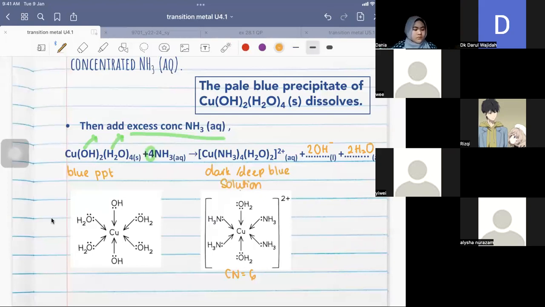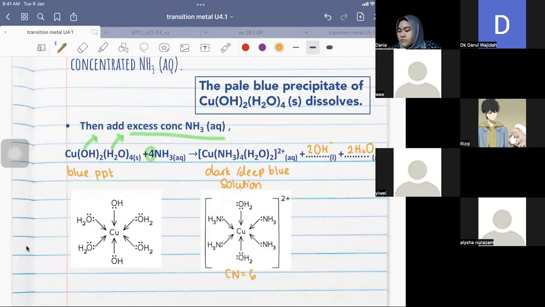The coordination number is 6 because they are more or less the same size. Hydroxide, water, and ammonia are similar in size, okay? The only one that's different, which is larger, is the chloride. So that's why the coordination number is 4 for chloride, okay?